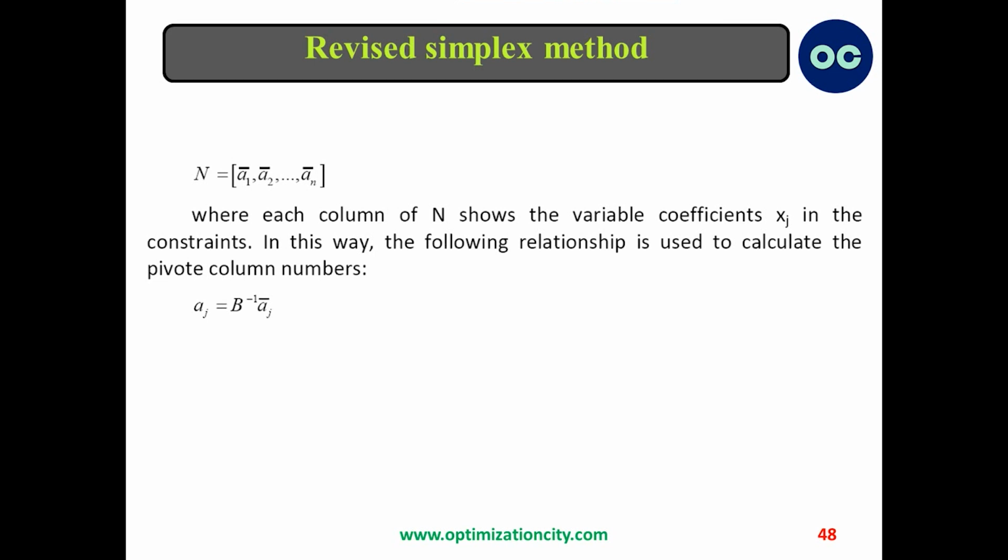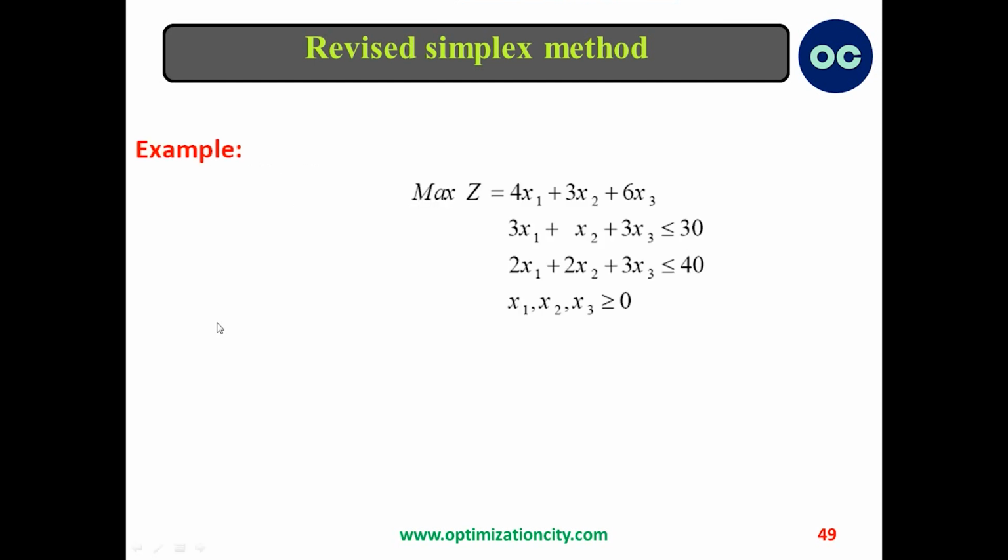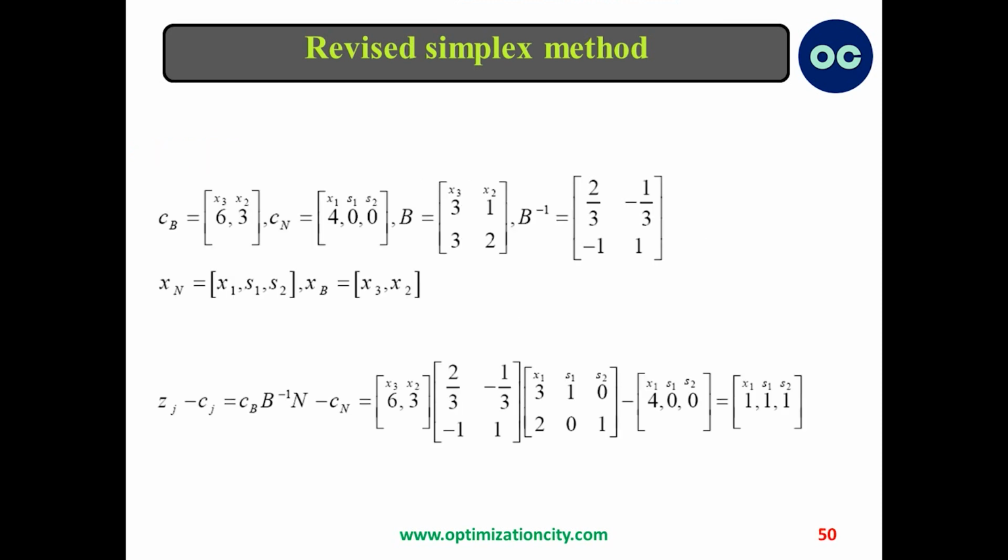To better understand the application, we have the following example. We use this Aj for the ratio test, which we will discuss in the following example. So let's say we want to obtain the values of the simplex table with x3 and x2 as basic variables. So x3 and x2 are the basic variables.